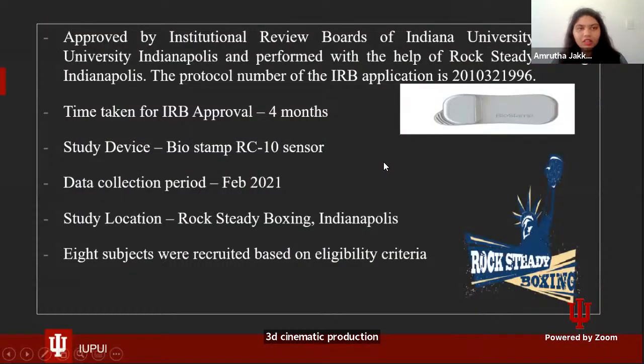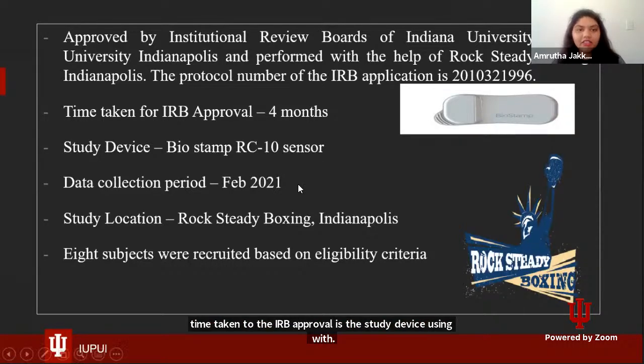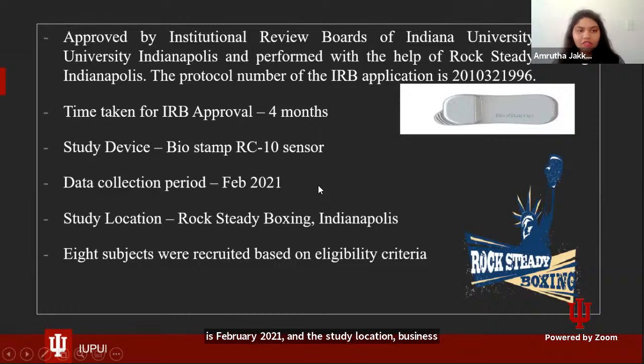Methodology. Approved by the institutional review boards of Indiana University, Purdue University, Indianapolis, performed with the help of Rocksteady Boxing, Indianapolis. The time taken for the IRB approval was 4 months. The study device used was the Biostamp RC10 sensor. The collection period is February 2021, and the study location is Rocksteady Boxing, Indianapolis. 8 subjects were recruited based on eligibility criteria, which include inclusion and exclusion criteria.